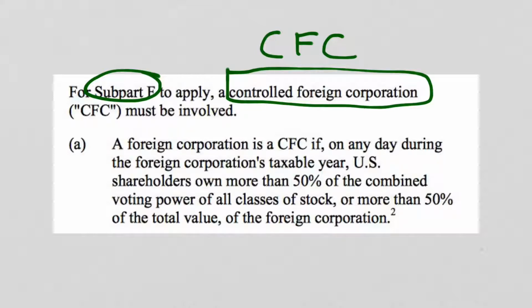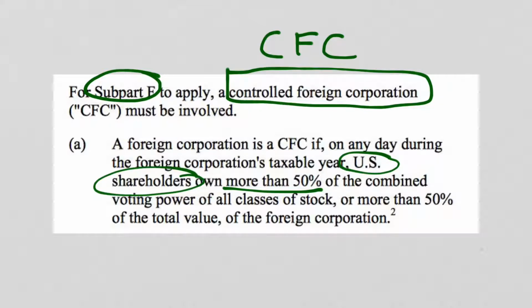So what is a CFC? It's a foreign corporation, obviously, and it's one where on any day during the year, the U.S. shareholders own more than 50% of the combined voting power of all classes of stock, or more than 50% of the total value of the foreign corporation. Okay, so that gives us an idea that in order to be a controlled foreign corporation, U.S. shareholders are going to have to be the majority owners, more than 50%. The definition of what is a U.S. shareholder is going to be what comes next.